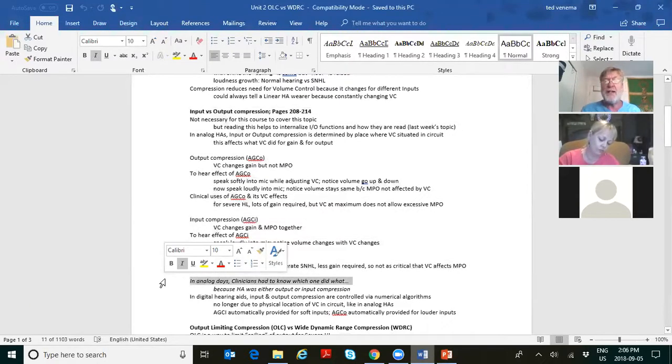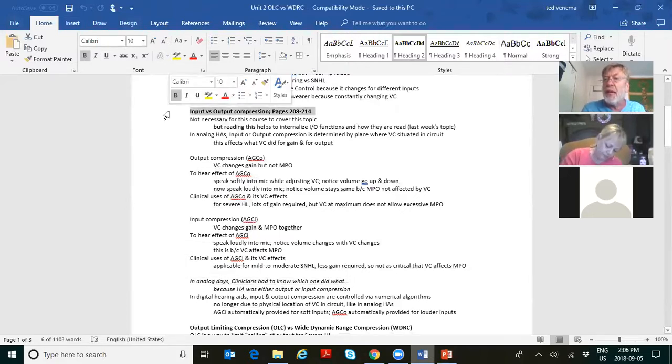Read this though. In analog days, clinicians had to know which one was which, because the hearing aids were either input or output. Today, the digital hearing aids automatically go into input compression for soft inputs, and they go into output compression for loud inputs. So it's no longer a big deal to know. But it's the history of compression that Chapter 7 really covers. Chapter 8 in my book looks at compression as it is used in today's digital hearing aids, and we're going into that in the second half of this course after the midterm.